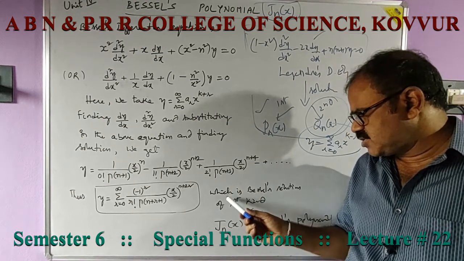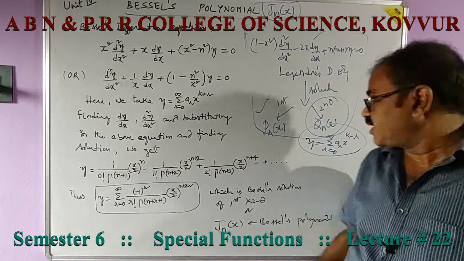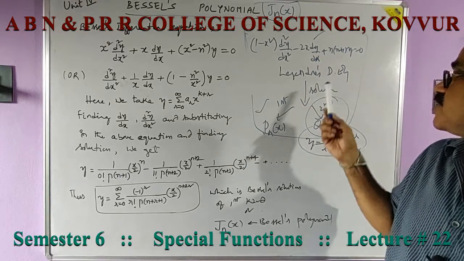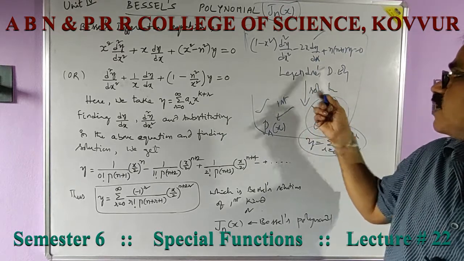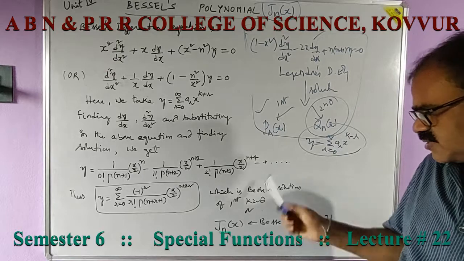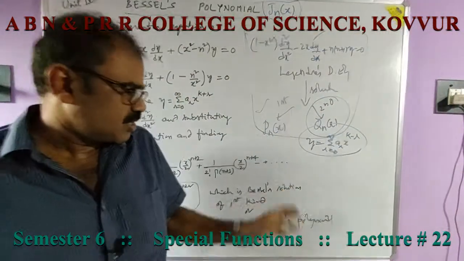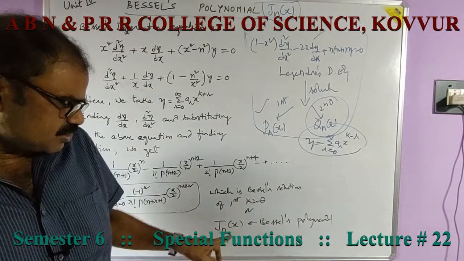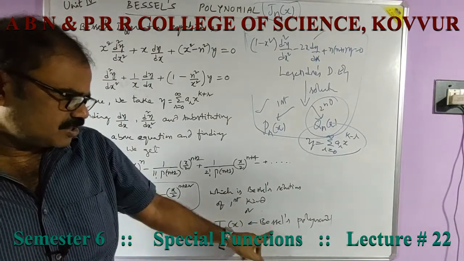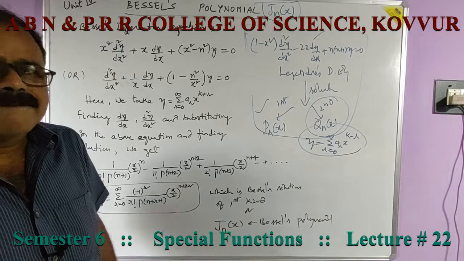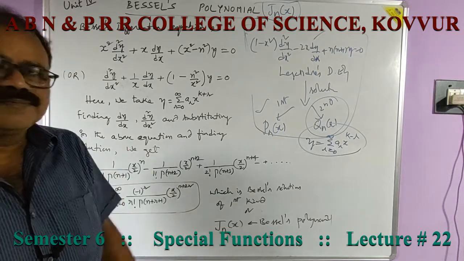or this is Bessel's solution of first kind, as we have Legendre's solution of first kind for the Legendre's differential equation is Pnx. In the same way, the first kind solution of Bessel's differential equation is Jnx, which is said to be Bessel's function or Bessel's polynomial.